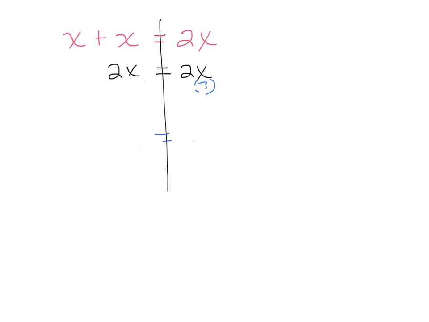What if I plugged a different number in? What if I plugged in 7 for x? 2 times 7, that's 14. 2 times 7, that's also 14. So I get the same answer again. If you ever end up with the exact same thing on both sides, you know your answer is going to be an infinite number of solutions.